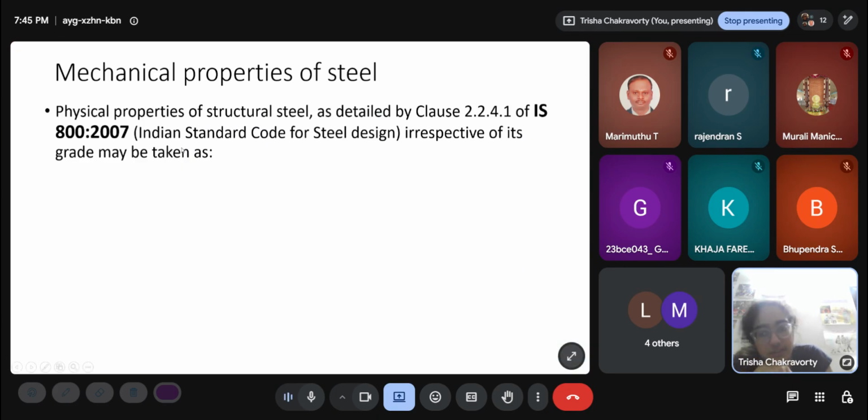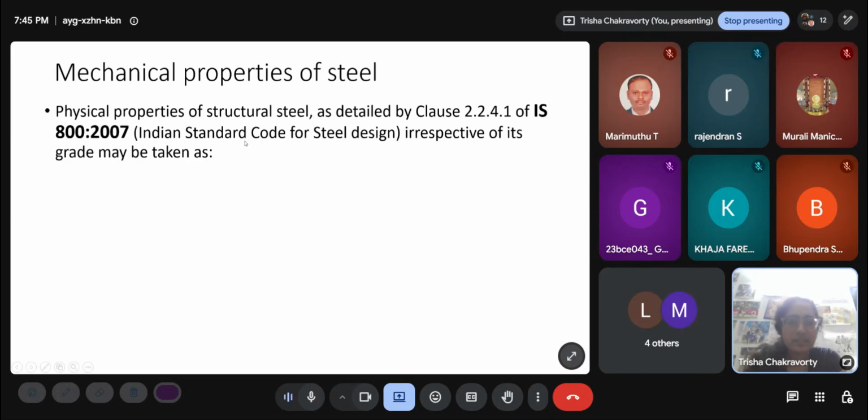So you must all have this code with you, because a lot of the clauses are going to be referred to in the course taught by Professor Maiti also. And if you are solving any questions, you will need to refer to it. It is the Indian standard code for steel design. All countries have this kind of code. Like America has the American Institute of Steel Construction, AISC codes. All our codes are named by IS, Indian Standard, and then they have numbers. 800 is the number of the code, and 2007 is the year it was published in.